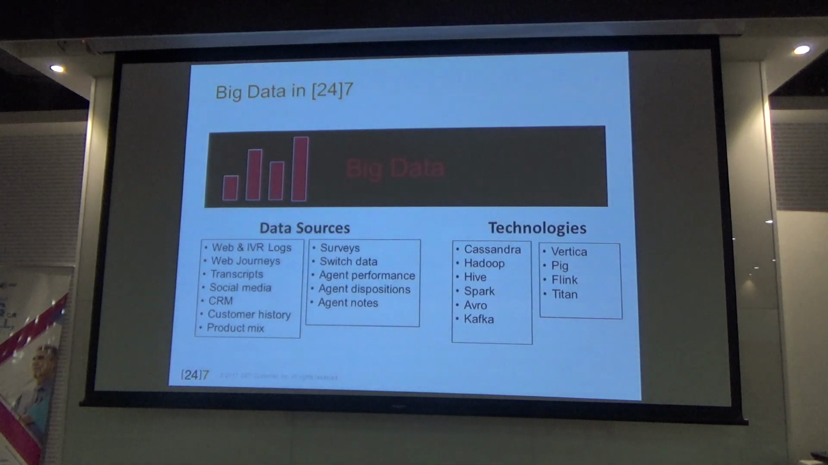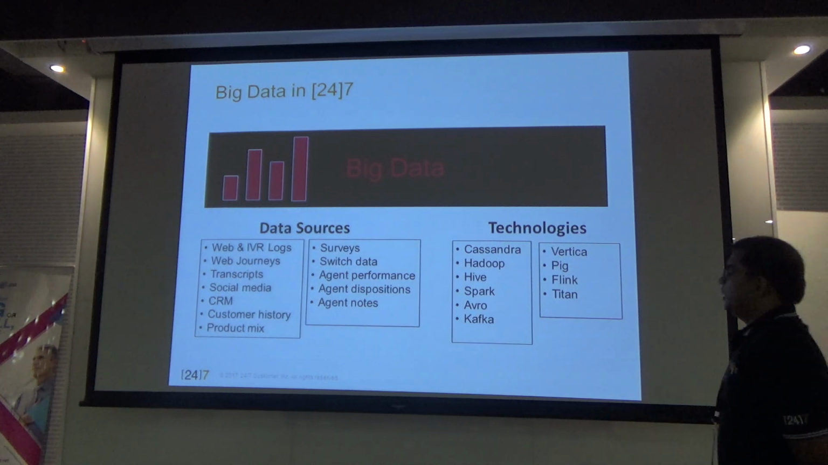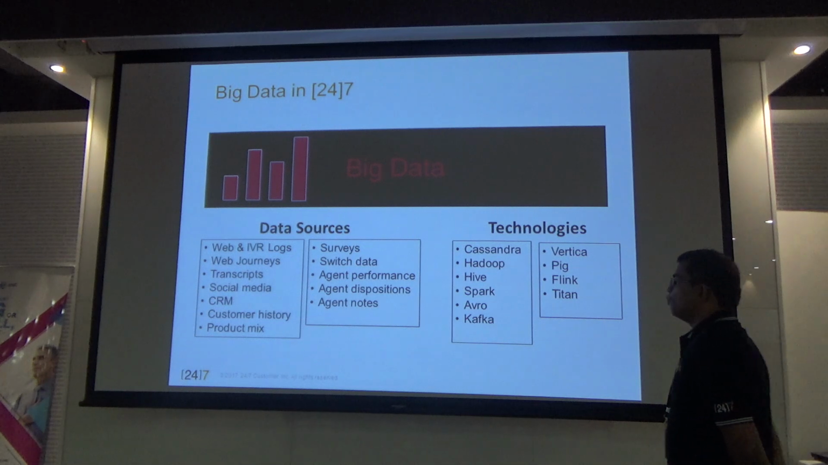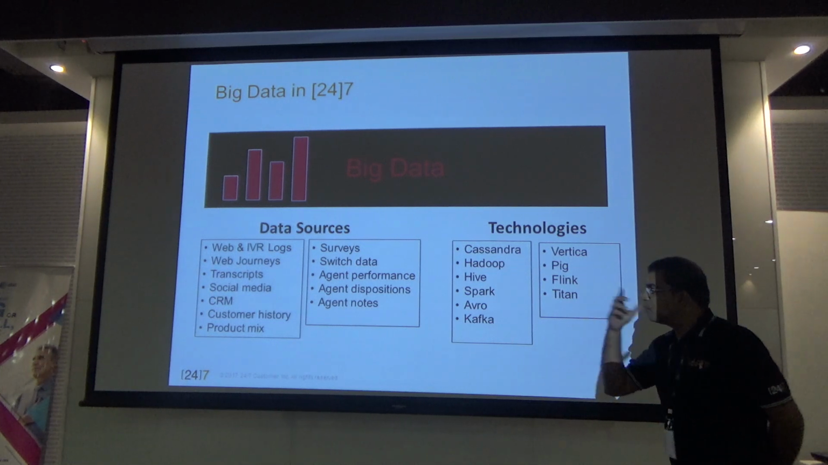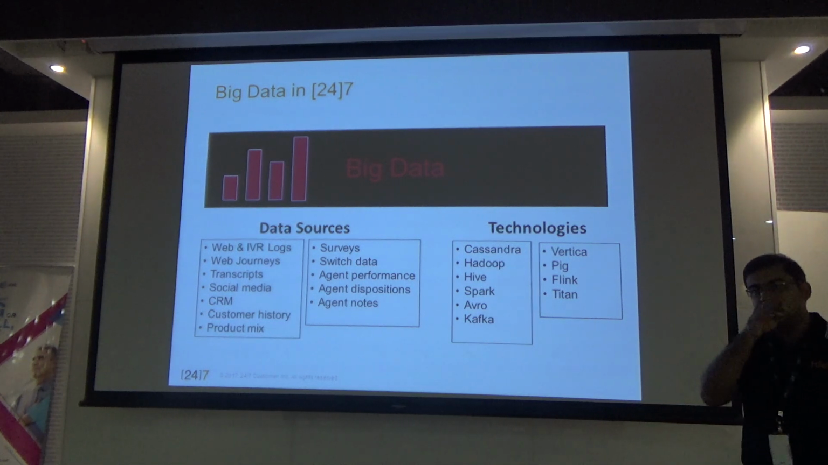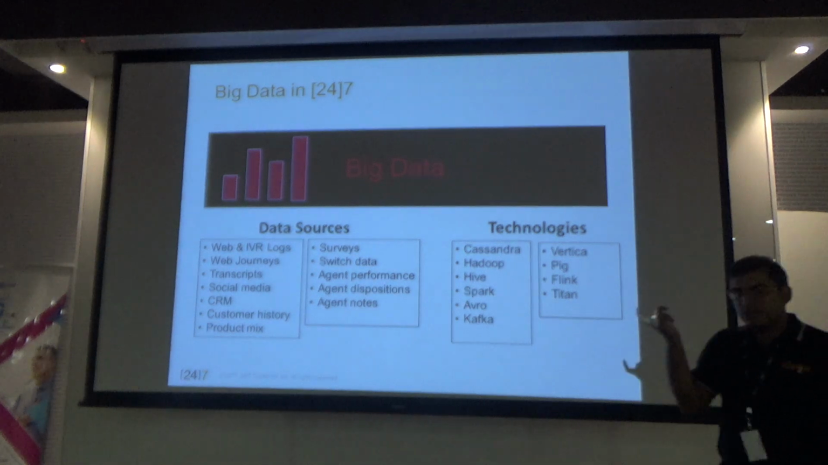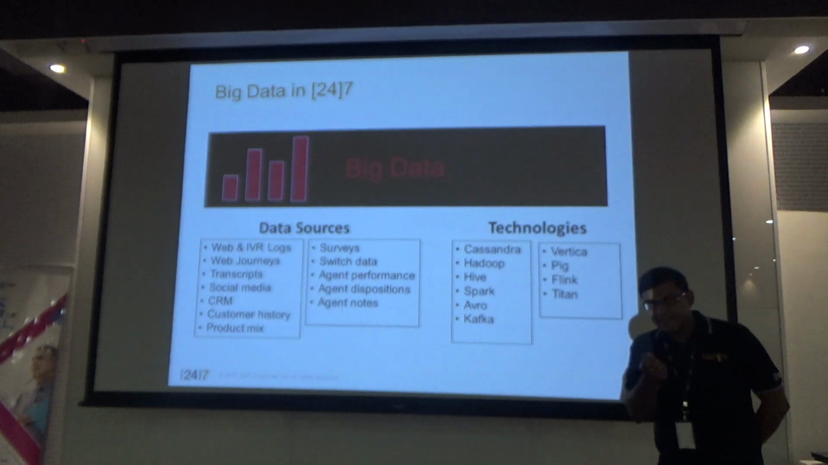So these are some of the sources of data that we have in 24/7. We have the usual web and web logs. I'll come to the IVR a little bit later. As I was mentioning, we have two types of contracts, sales and service contracts.